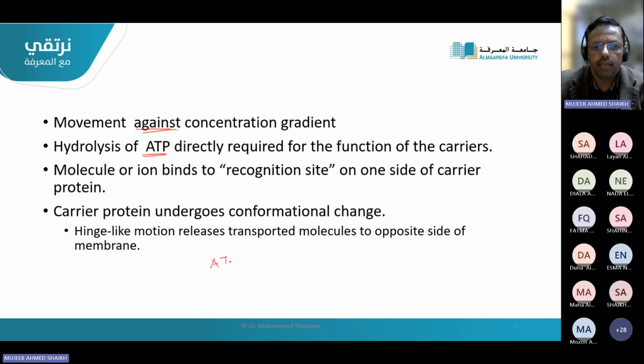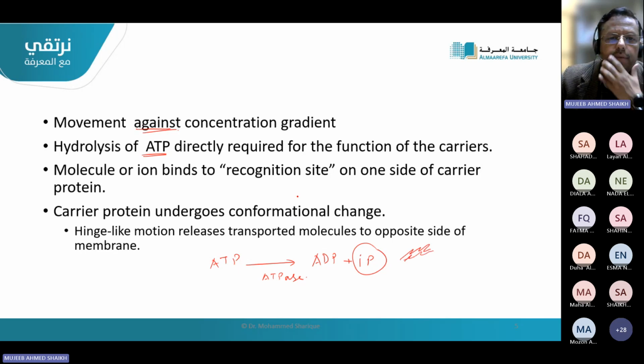When an ATP molecule is there, an enzyme called ATPase will break it down into ADP plus inorganic phosphate. This inorganic phosphate is nothing but the energy which is making the movement. So the molecule or ion binds to the recognition site, a specific site on the carrier protein, and then the protein will undergo a conformational change, a change in its structure, just like a seesaw.